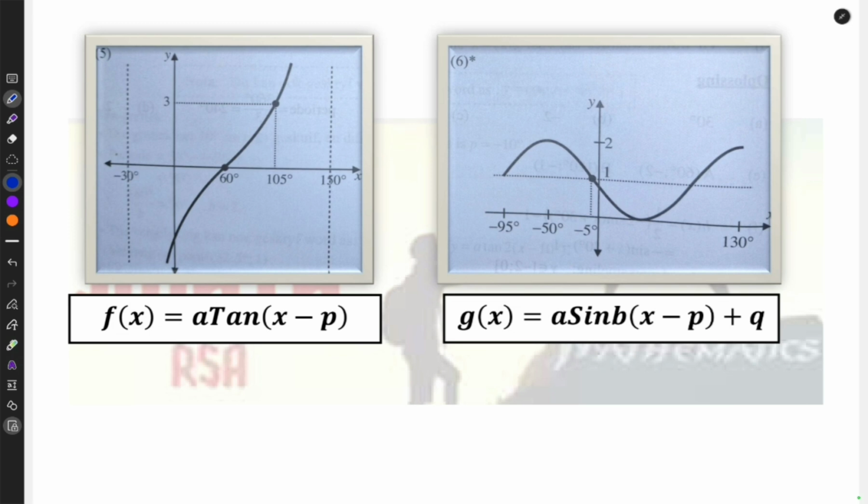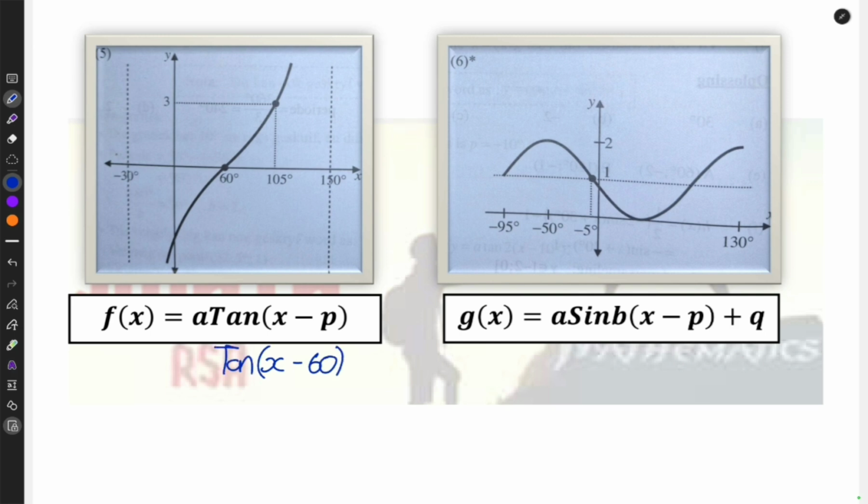So I need to find an a value and a p value. I'm going to start with the p value. A normal tan graph should start at 0 and 0. This one started 60 degrees to the right, so I know this is going to be x minus 60. Okay, it's 10, and now I just need to figure out what is a.